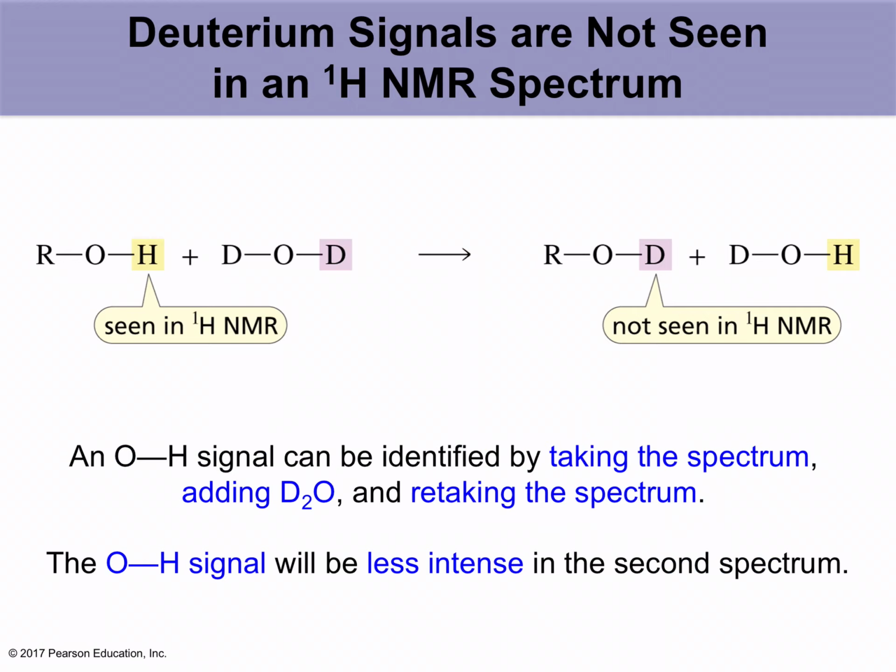Now, to identify if you have an alcohol group due to this exchange, what we can do is add a little bit of deuterium. And deuterium cannot give a proton NMR signal. Because of that, we will not see an alcohol peak. Deuterium signals are not seen in a proton NMR spectrum. So this can be identified in the proton NMR when you add deuterium. So the proton exchange takes place. Instead of hydrogen, now you have a deuterium on the alcohol. So this will not be seen in proton NMR.